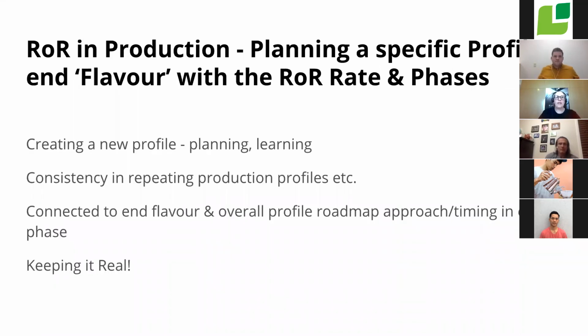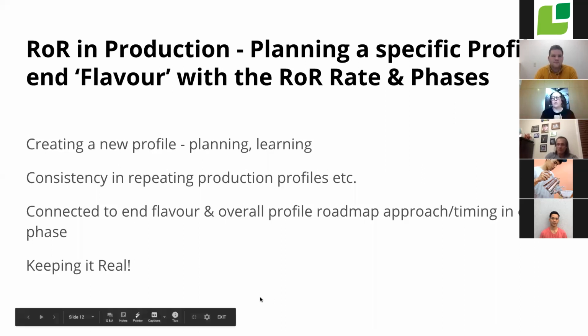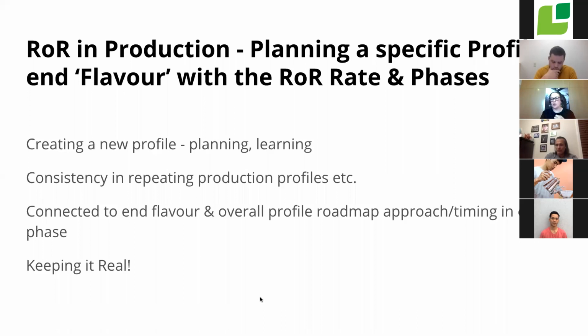Yeah, so now we're really digging into the rate of rise and the cooking strategy and the phases. So really using rate of rise when you're creating a new profile, when you're planning, when you're learning even, for consistency and repeating your production profiles. And it's really connected to your end flavor and your overall roadmap and approach and your timing in each phase. And so I really wanted to approach this from a really good, just keeping it real. What is the reality of what we're doing while we're roasting?